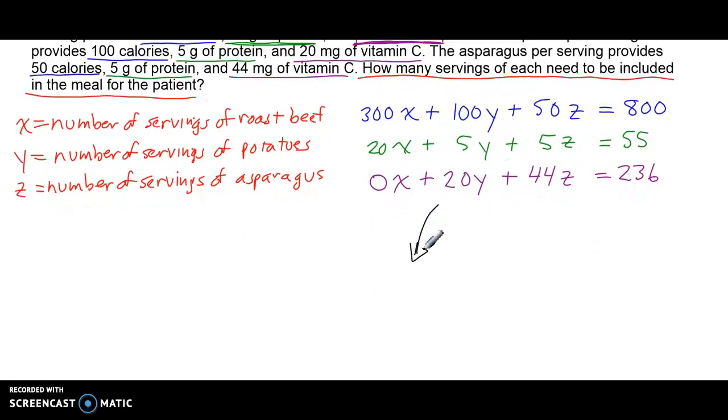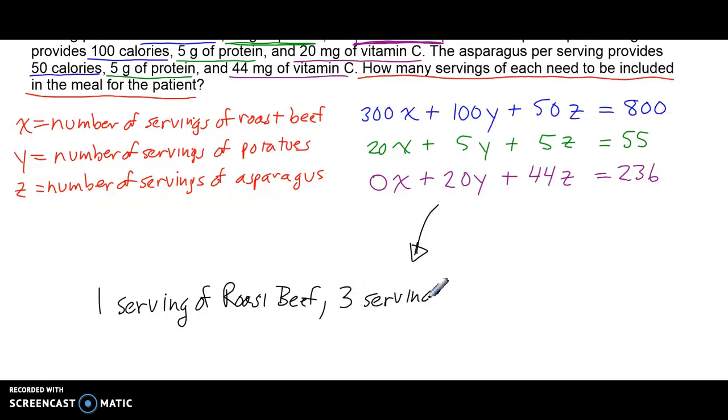So the answer we get out of this when you're all done is that the patient should get 1 serving of roast beef. They should get 3 servings of baked potato. And they should get 4 servings of asparagus. It's a hospital. Of course, they're going to feed you a lot of vegetables, right?